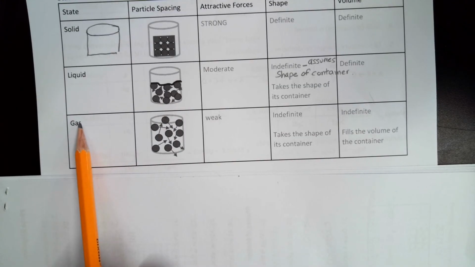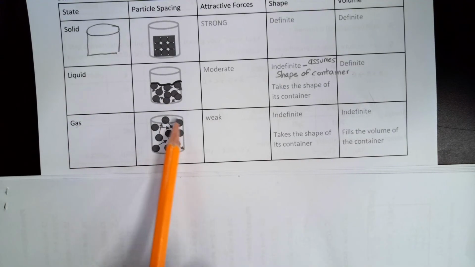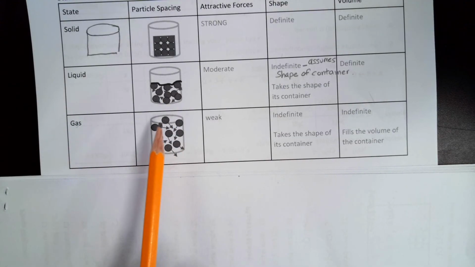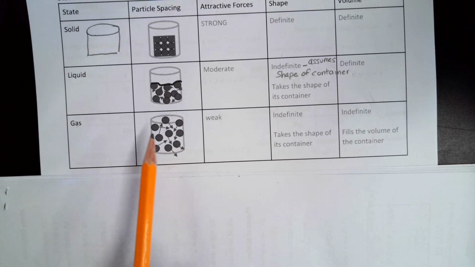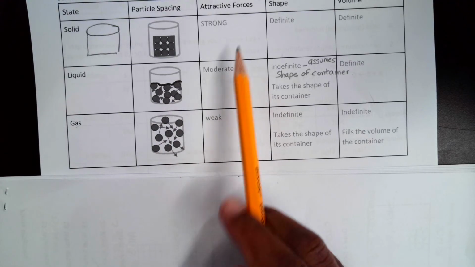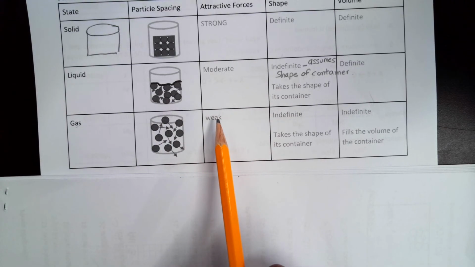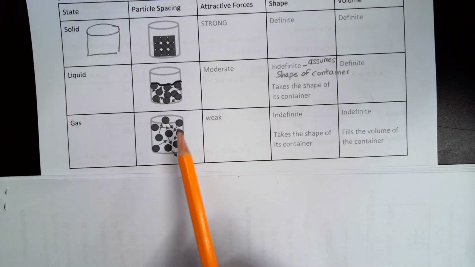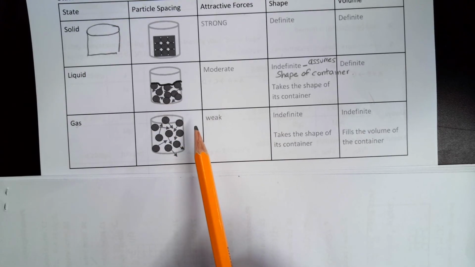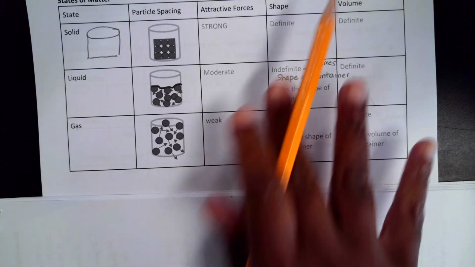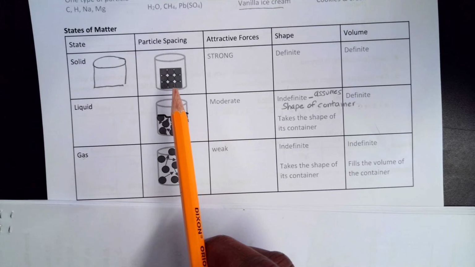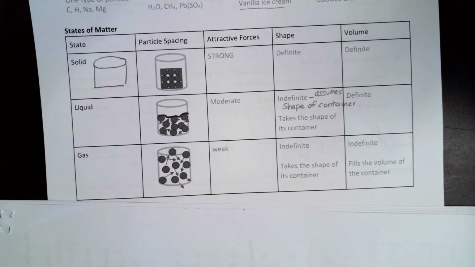The last one is a gas. Draw your beaker, and you'll notice that the particles are far apart. There's weak attractive forces holding them together because they're further apart. They're not attracted to each other as much as the solid up here, where the particles are tightly together.